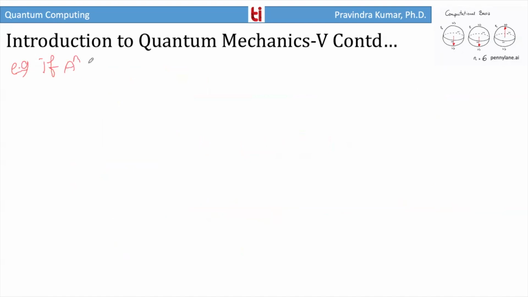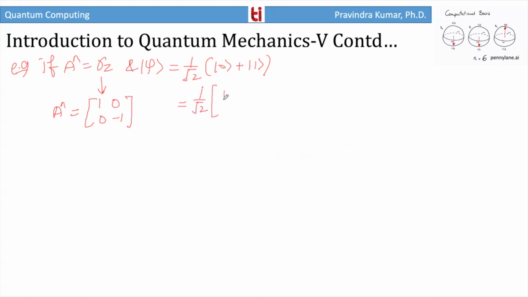If operator A is the Pauli Z matrix and the quantum state psi is 1 by root 2 times ket 0 plus ket 1. You know the Pauli Z matrix sigma Z is [1 0; 0 -1]. This is operator A, and psi can be written as a column matrix, 1 by root 2 times [1; 1]. You have to compute here the expected value of A, the sandwiched inner product of psi, A, and psi.